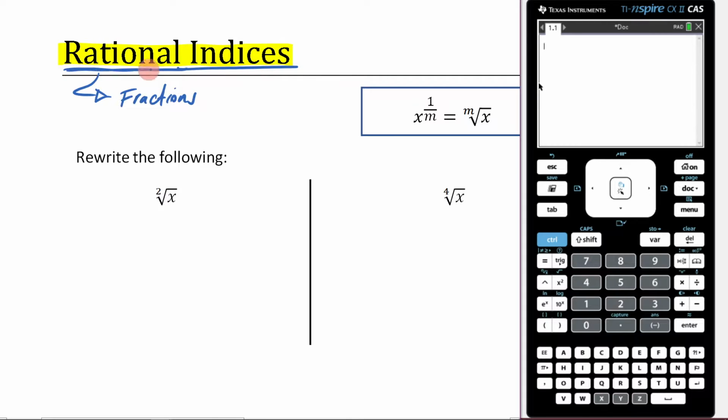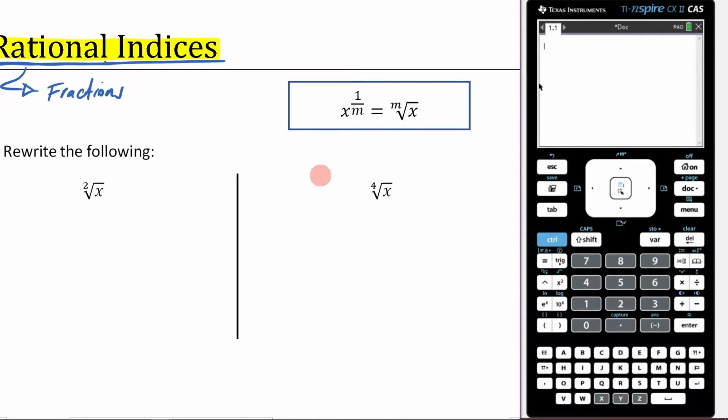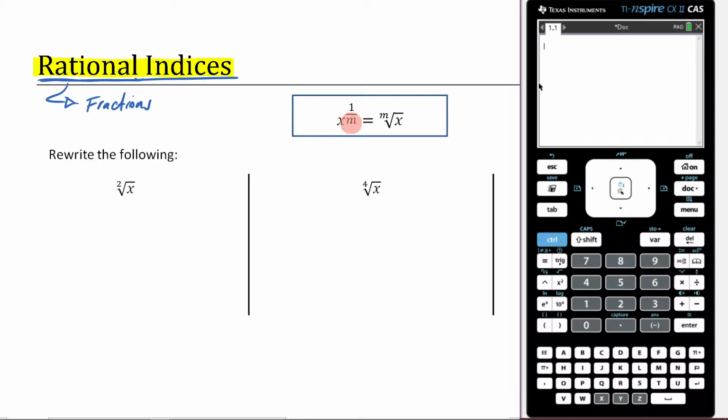Indices which are fractions. And you can see that in our first example here. We have x raised to 1 on m. So 1 on m is a fraction, or we can say it's a rational indice. And that's all it means. And what we're going to be seeing is how we can connect rational indices to this notation right here. So this would be the mth root. So this is our radical sign. So we're going to be seeing how rational indices are connected to this root notation here.